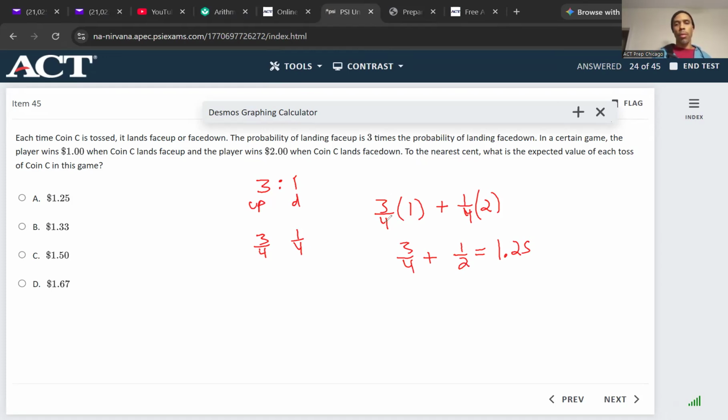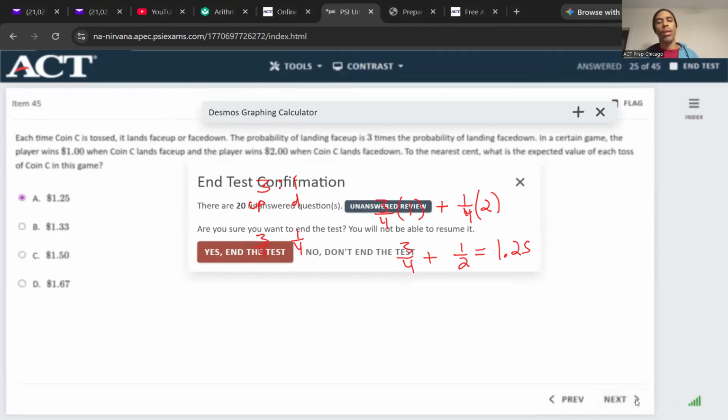So you got to get your probabilities times your weights. So this has 3/4 probability, and you get $1 for 3/4. 1/4 probability, you get $2. So that's how you do that. Let me make sure that answer is correct. I think that's right, because that makes sense if you think about it. That's the expected value.